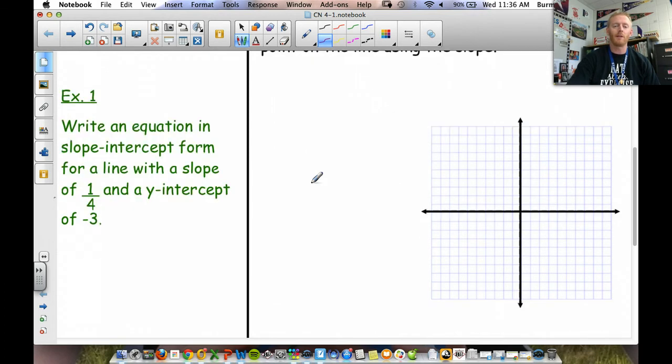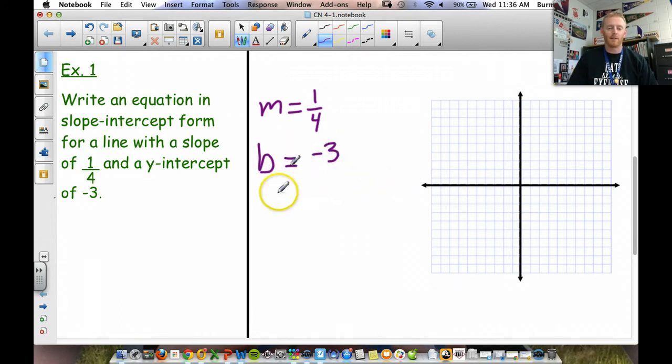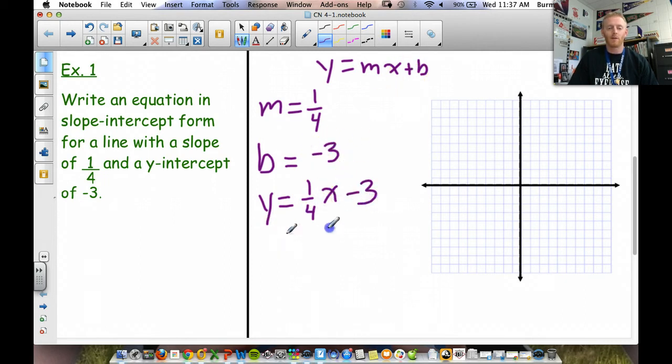So in example 1, you can see that we have an equation. We're supposed to write an equation in slope-intercept form for a line with a slope of 1/4. Since m is slope, m is 1/4. And since our y-intercept is b, and b is -3, we'll be able to do this fairly easily. I just plug those numbers into my y equals mx plus b form. M is 1/4, x stays in the equation, and plus b is our -3. So this is our equation.